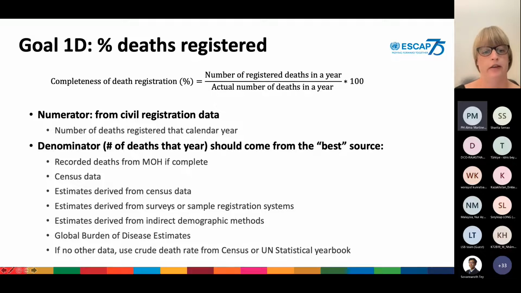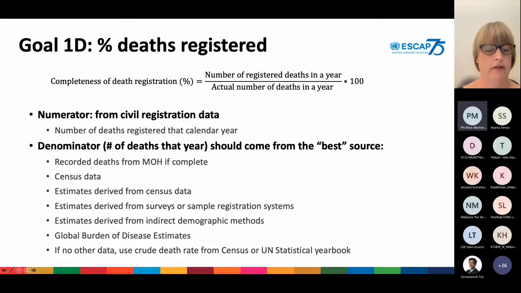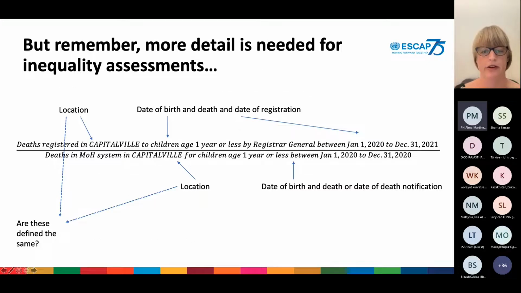We discussed yesterday that there are a number of sources we might use for births and deaths. Here there are some sources listed, such as recorded births from the Ministry of Health, a census that inquired about deaths, or household surveys. If we don't have those things, we can use the UN World Population Prospects or other sources such as, I believe, the Global Burden of Disease estimates, I think by sex. So we'd have to check that information. And we also talked about yesterday, when we're doing an inequality assessment, we need a lot more detailed information. So this really starts to limit what we can and cannot do.